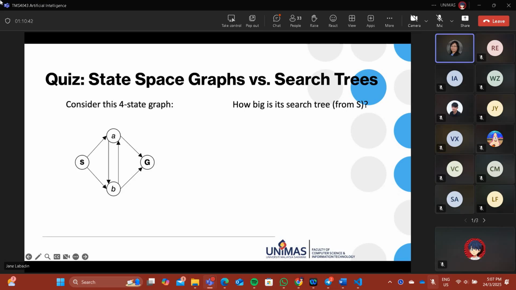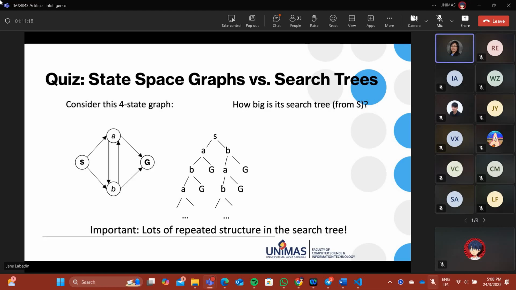From S, you will have 2 branches, A and B, right? And then from A, you have 2 branches, B and G, right? And then from B, you have 2 branches, A and G, right? So S, A, B. And from B, you have A, G again, and so on. So do you want to draw all that? There's no need, but of course, a few will give you some idea.